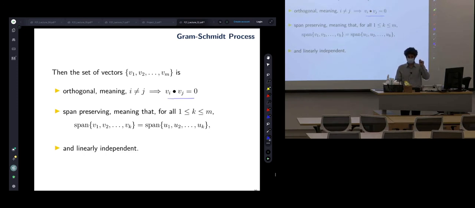Using the dot product, the inner product that we learned today, that really enabled us to build this algorithm. And these are linearly independent because the span did not change, and the original set of vectors that we were given are supposed to be linearly independent.